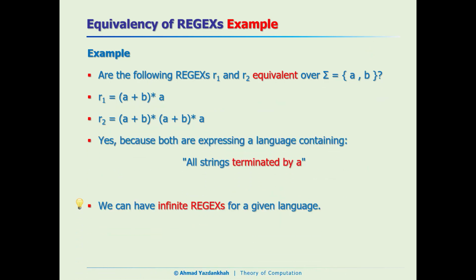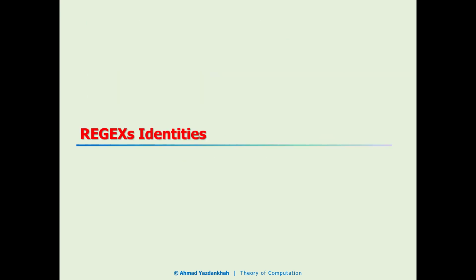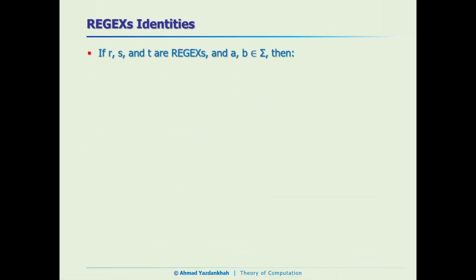So theoretically, we can have infinite regexes for a given language. In this section, I want to show you a few identities about regexes. Of course, there are more, but I just picked some of them. If R and S and T are regexes and A and B belong to sigma, then we can distribute a regex inside a union of two other regexes. And as you see, it looks like elementary algebra. It can be RS plus RT from the left. We can have the same thing from the right, okay?